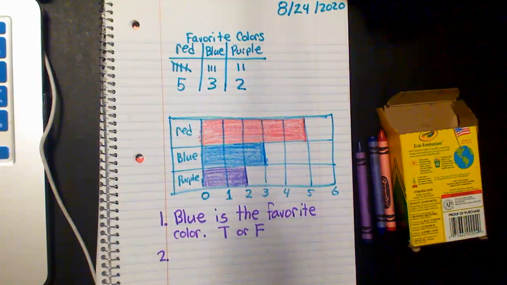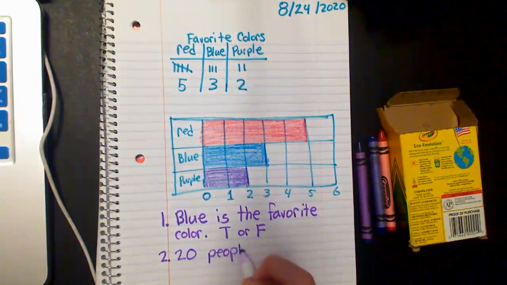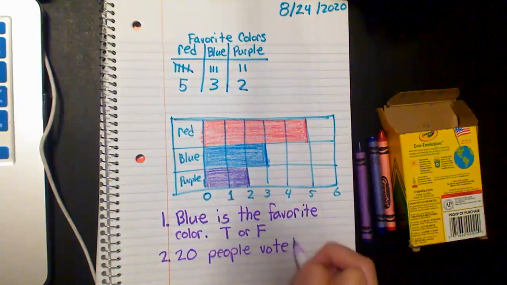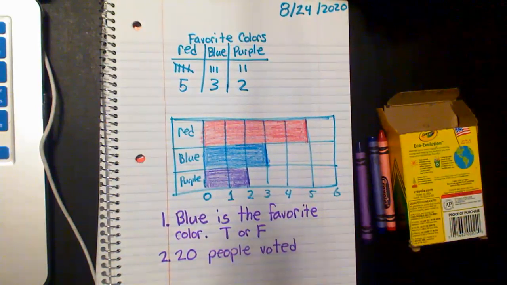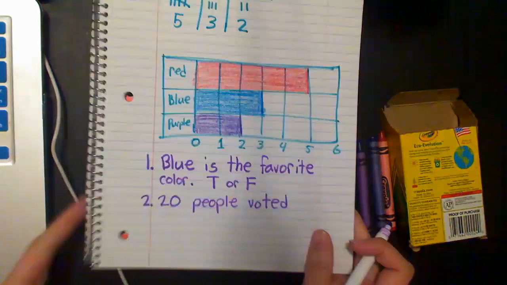Our next question is going to be based on how many people voted altogether for their favorite color. So here I'm going to put 20 people voted. Okay, so I'm asking, did 20 people vote for their favorite color?